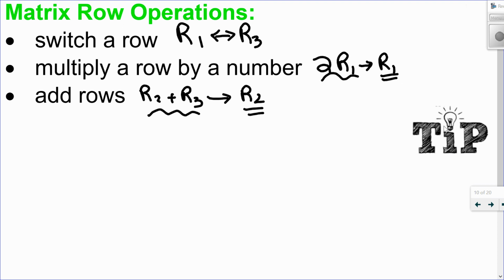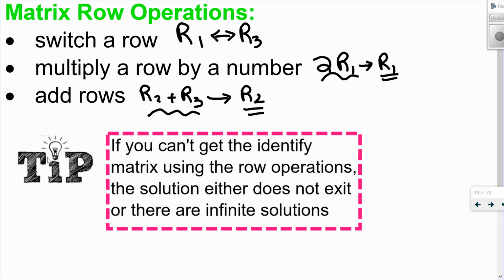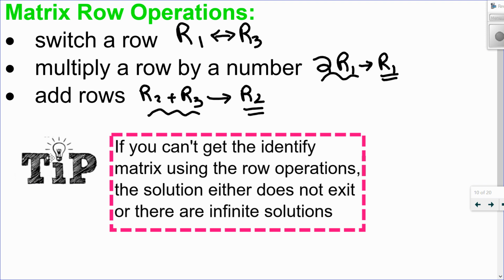Okay, so a tip for you when you're doing matrix row operations: if you can't get the identity matrix to the left of that dotted line using any of these row operations, that means the solution either does not exist or there are an infinite number of solutions. I'll show you an example of each one of those in this lesson.